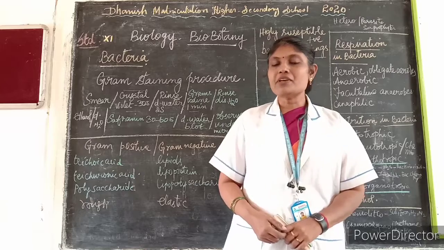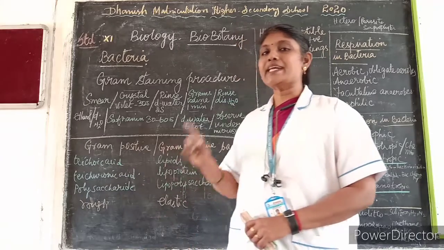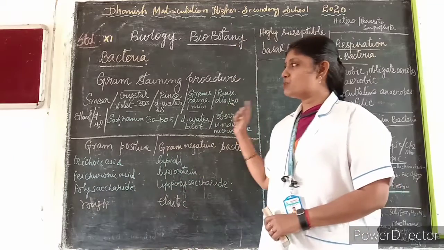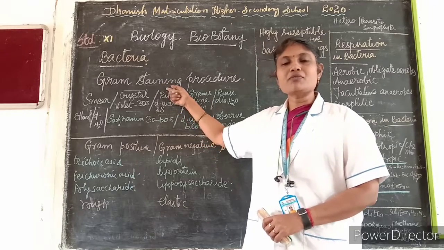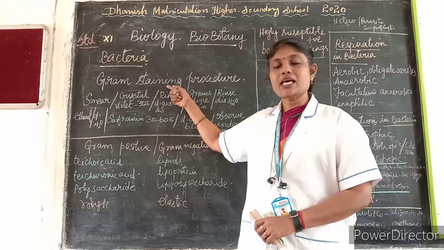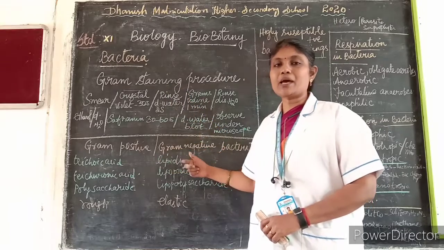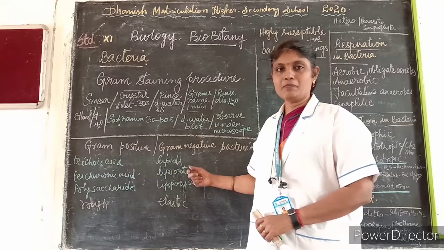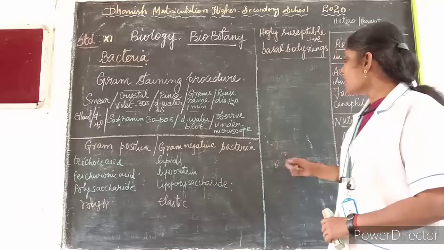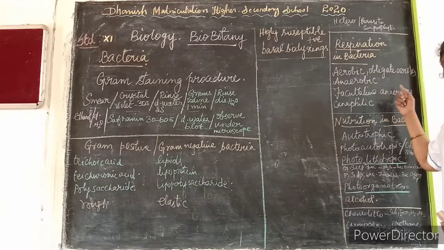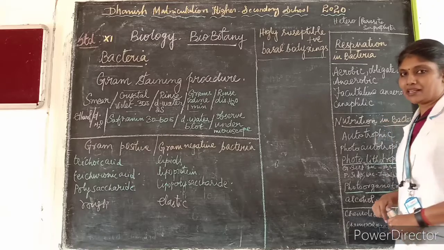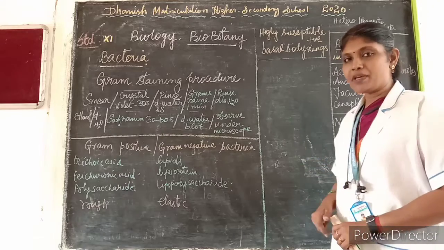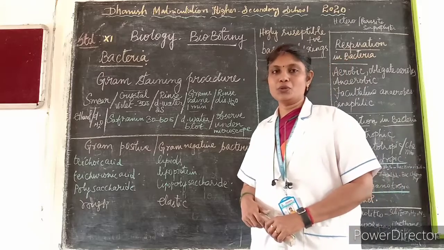Flagella. Today we will learn about the gram staining procedure and the steps involved in gram staining. Based on the gram staining procedure, we classify bacteria as gram positive and gram negative bacteria. Then we will learn about respiration in bacteria, nutrition in bacteria and reproduction in bacteria. So these are the topics we are going to learn today.